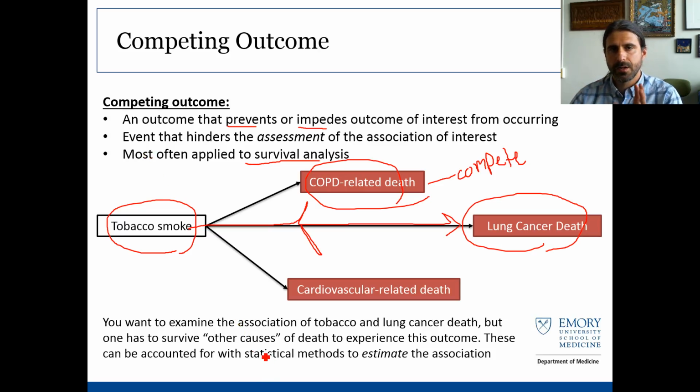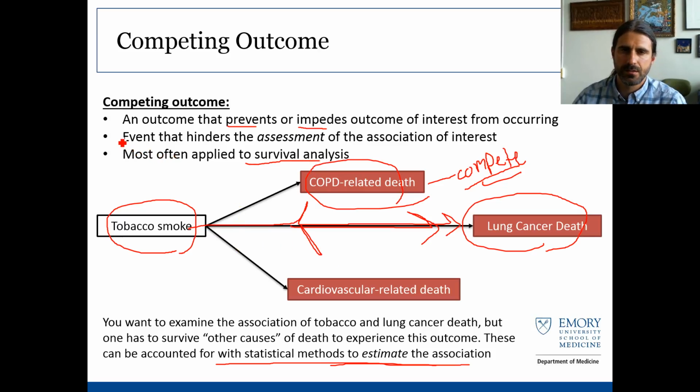The importance here: there are other classes that are going to discuss how to address this, and we're going to talk a little bit about it later in the course. It's not the intent of this course to go in depth on how to assess this statistically, but if there are competing events, there are statistical methods that allow you to estimate the association of interest while accounting for the competing events.